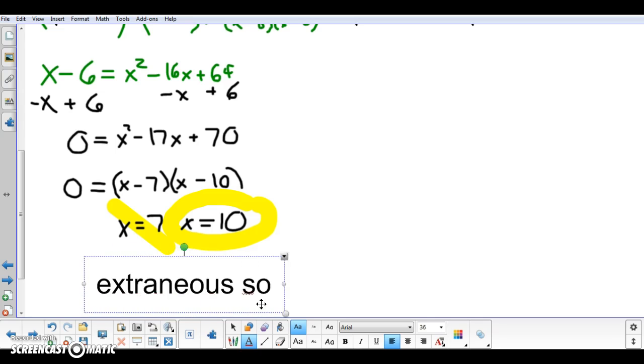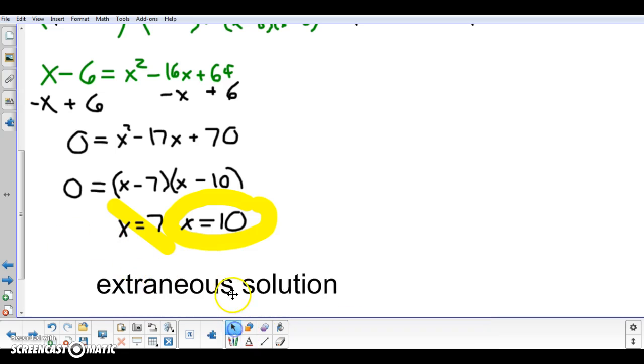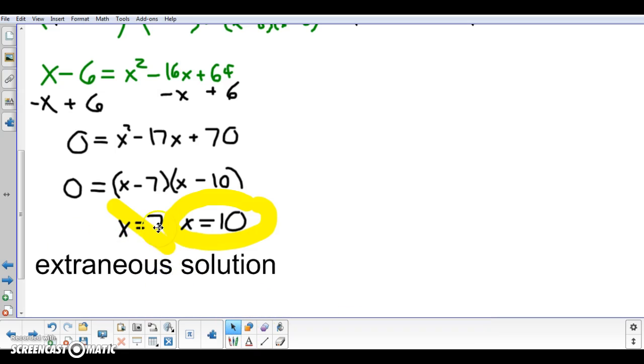When I say extraneous, see the word extra at the beginning. It doesn't actually work. You don't necessarily have to list them. I like you to list them because then I know that you found both algebraically and then checked them out. Technically, all you have to do is list the one that is a solution, which would happen to be 10 in this case.